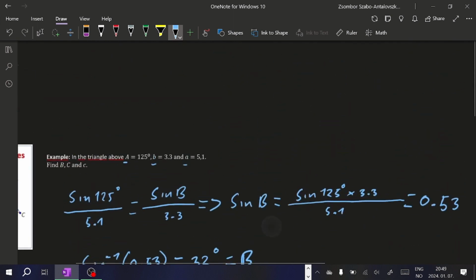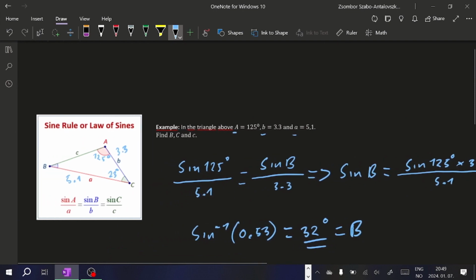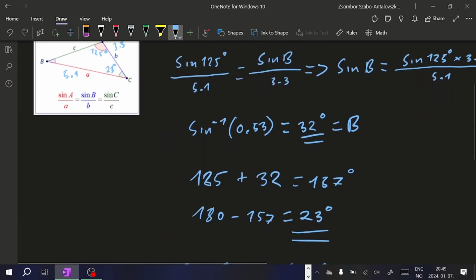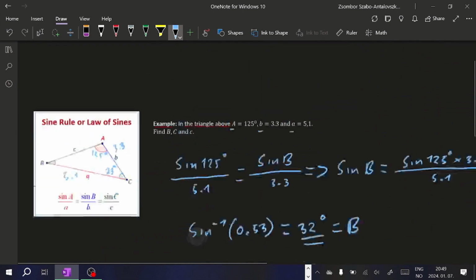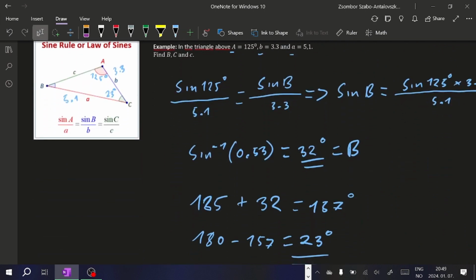And that's the answer for the last question. So this is how you apply the law of sines, or the sine rule, or this is the basics that you will need to know for now.